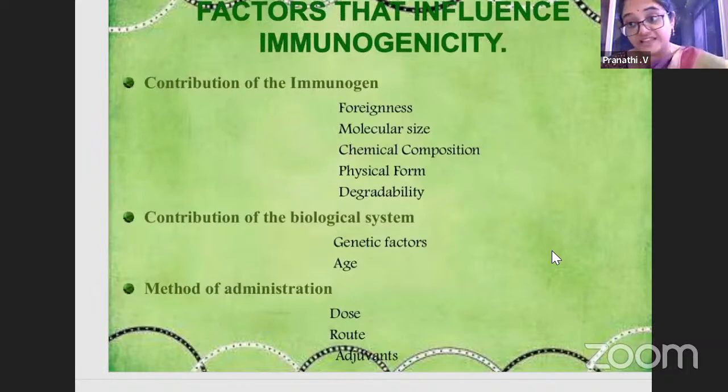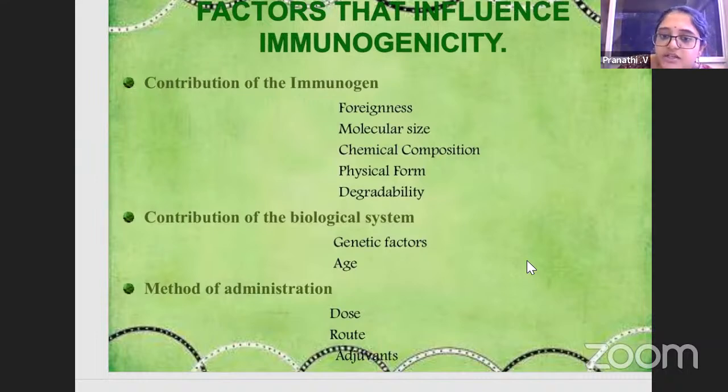So what are the factors that will influence immunogenicity? It is how much of the immunogen is present, how foreign it is, its molecular size, chemical composition, and physical form. Is it going to be easily degraded once it gets into the system? And what are the different factors of the biological system also? Are we genetically prone to or susceptible to different kinds of diseases?